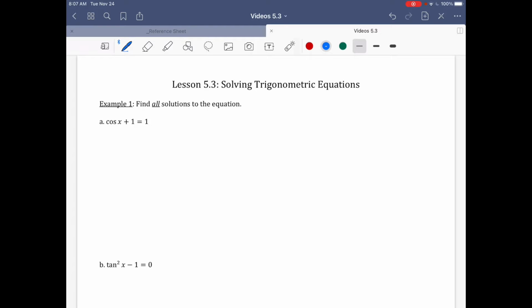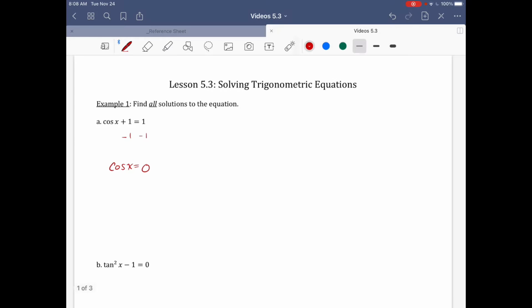Hi everyone. In this video, we're going to check out some techniques for solving trigonometric equations. Let's get started. In this first example, we're going to look at this simple equation. The algebra involved in this one is really straightforward. What we want to think about is solving for the trigonometric function in the equation.